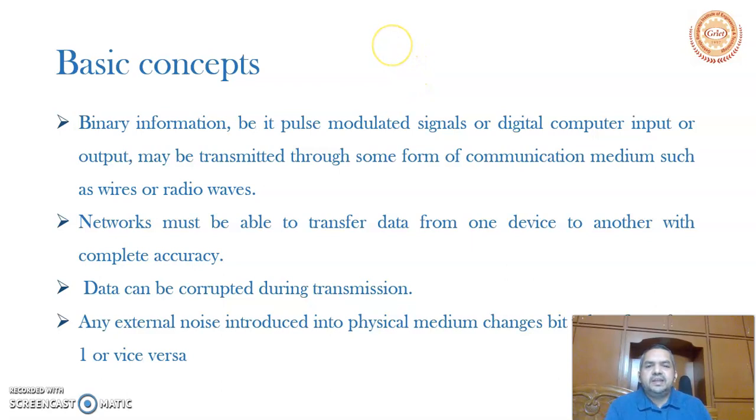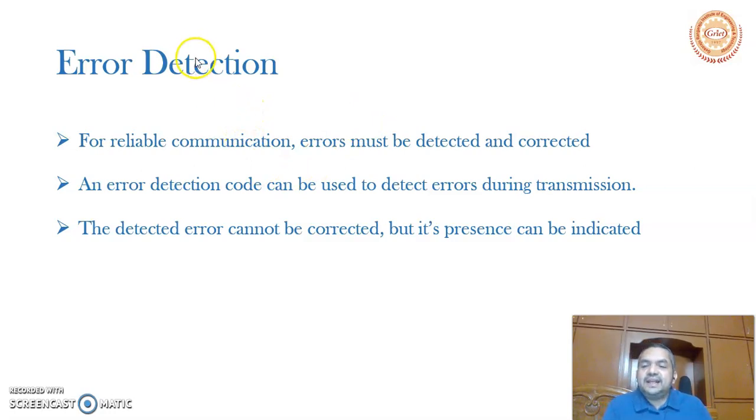But because of intruders or other problems, the data can be corrupted during the transmission, from source to destination. Any external noise introduced into the physical medium changes bit values from 0 to 1 or 1 to 0. In digital communication, the entire data is in the form of zeros and ones. When I'm sending data from the sender to the destination, the zeros may change to ones or ones to zeros. So we need error detection.